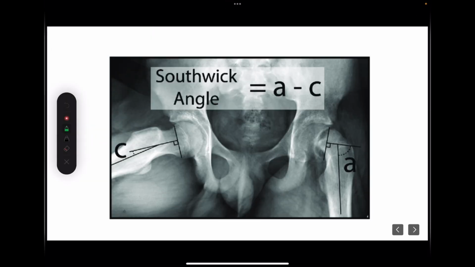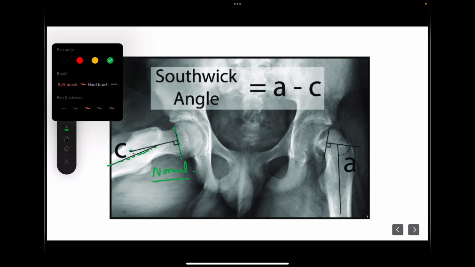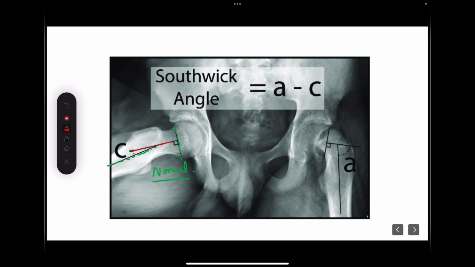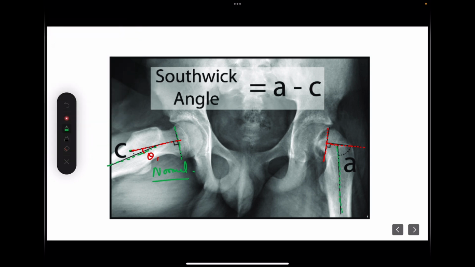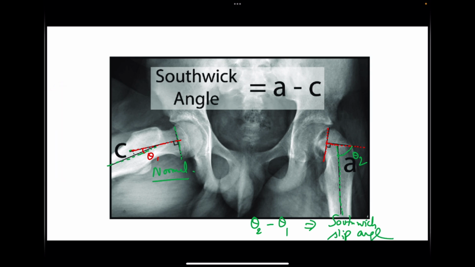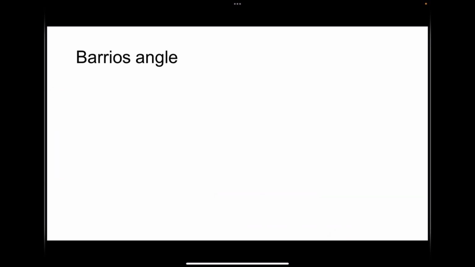Now we will be calculating the Southwick angle for this condition. So this is the normal side. On the normal side, this is a line along the shaft of the femur, and this is a line along the physis, and the line drawn in red is perpendicular to the physis. So theta 1 is the angle between the two. And similarly, on the affected side, they have drawn a line in red along the physis, and similarly a line perpendicular to this line. And in green, I am drawing a line along the shaft of the femur. So this angle is theta 2. So obviously, theta 2 minus theta 1 would be the Southwick slip angle. Similarly, in this diagram also, we can calculate the angle.